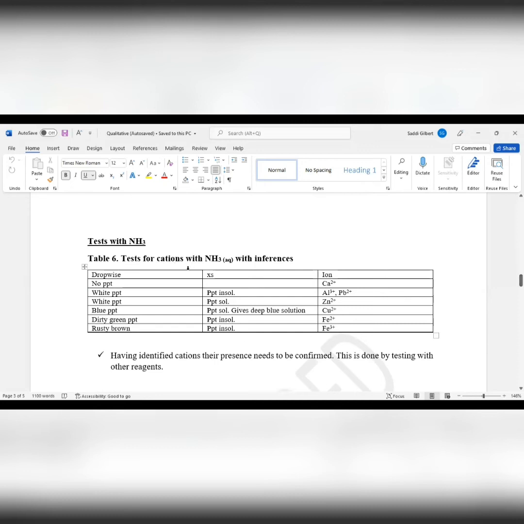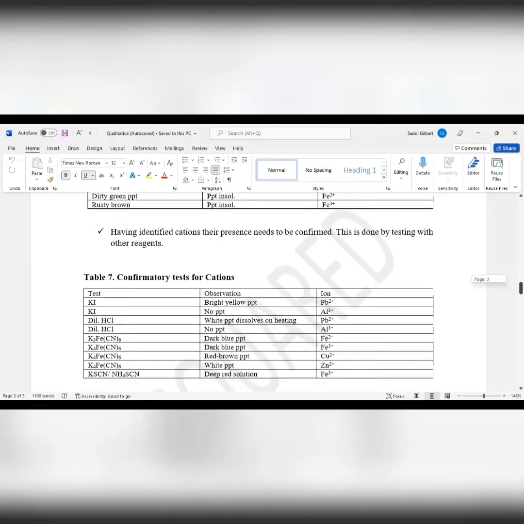So when you add ammonia drop-wise, if you get no precipitate (PPT means precipitate), it means that that is calcium. If you get a white precipitate, it could be aluminum, lead, or zinc. If the precipitate is insoluble, it's aluminum or lead. If the precipitate is soluble, then it is zinc. So you can see how you are distinguishing the things as you go along. Of course, copper is going to form blue. Dirty green is going to be iron 2+, and then your rusty brown is iron 3+.